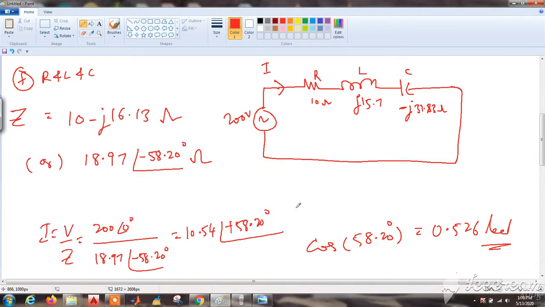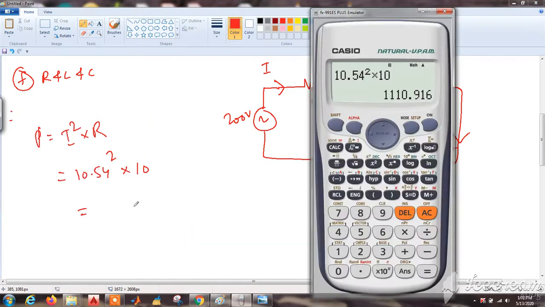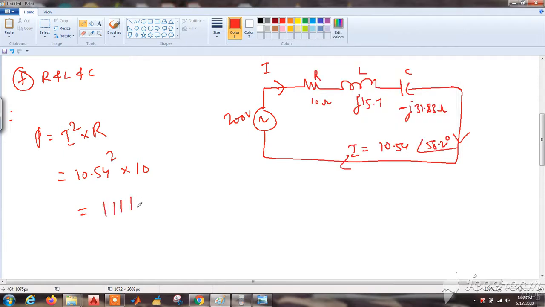So coming to current, we know V by Z is current. So if we calculate, we are getting 10.54 at an angle of plus 58.20, plus because it is leading. The current is leading the voltage by 58.20 degrees because XC is dominating more than XL. So we have calculated the current flowing in the circuit. I is equal to 10.54 at an angle of 58.2 degrees. Coming to power, we know I square R or VI cos phi will get the same result, that is 1111 watts, approximately 1111 watts.